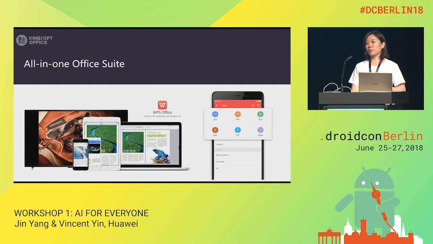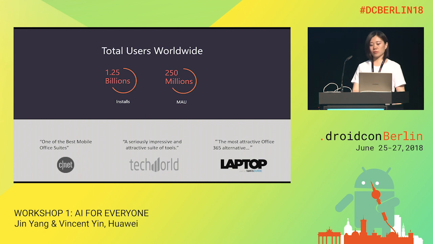And you can use WPS Office free on all your devices: your Android phone, your iPhone, your tablet, and your computer. All your documents can be saved and synchronized across all your devices with our cloud service. There are over 1.25 billion installs and more than 215 million monthly active users. WPS dominates the China market, and we are expanding our global footprint and increasing international awareness.